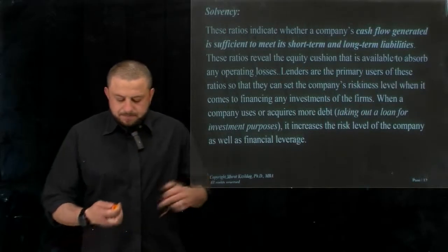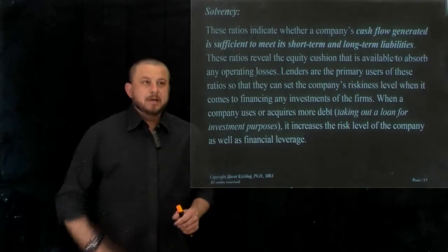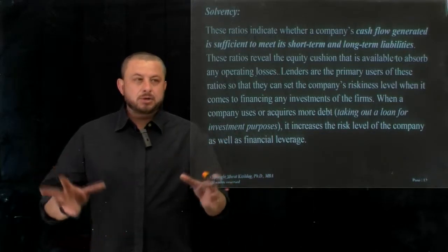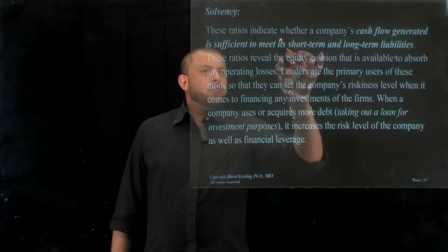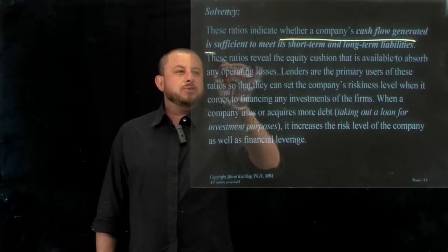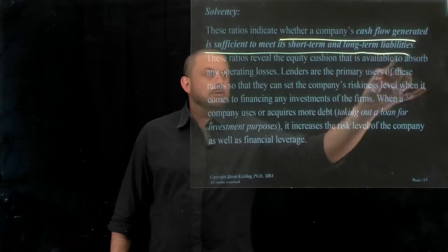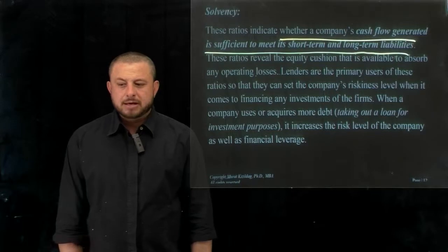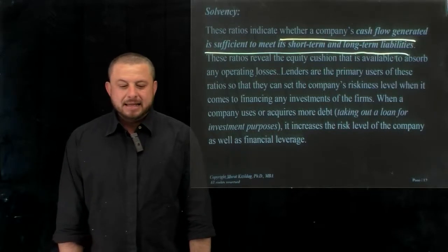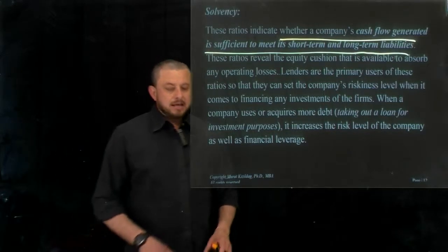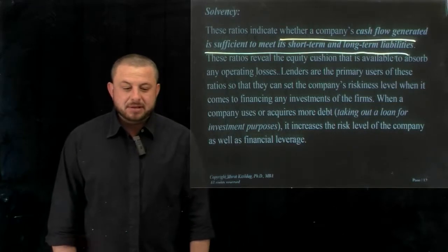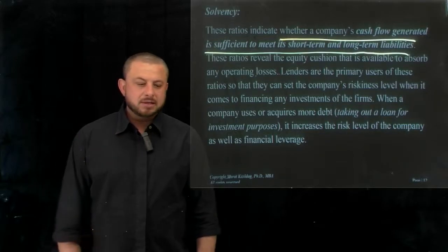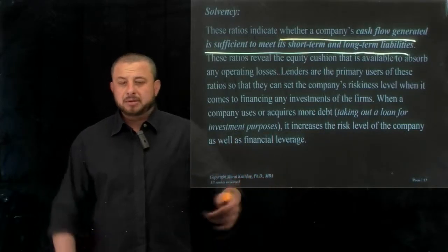Solvency ratios, guys. Focus on the company's liability section on the balance sheet, the debt situation on the balance sheet. Whether the company's cash flow generated is sufficient to meet its short-term and long-term liabilities is the definition of solvency. Solvency means the company is able to pay off its debt against its assets, of course in value, meaning there are enough assets to cover total liabilities.